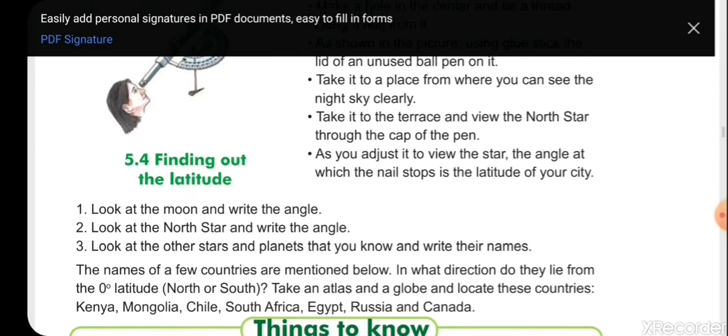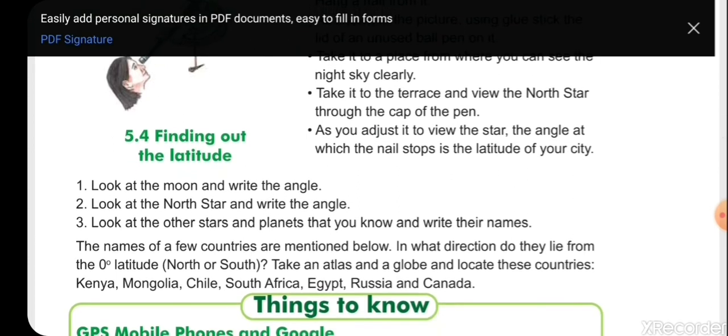Look at the moon and write the angle. Look at the North Star and write the angle. Look at the other stars and the planets that you know and write their names. The names of a few countries are mentioned below. In what direction do they lie from the 0 latitude, that is, north or south?